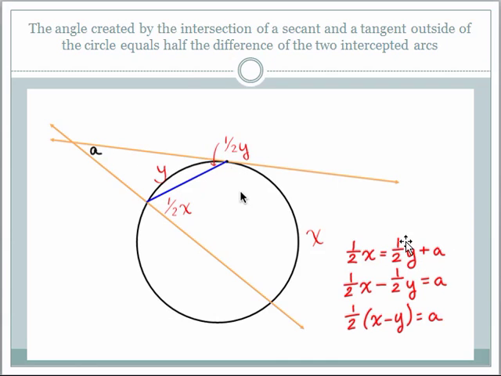If we move the y to the other side through subtraction, we have 1/2 x minus 1/2 y equals a. We can pull that 1/2 out. We have half times x minus y gives us a. So here, the angle created by the intersection of the secant and a tangent outside of the circle, so it's an exterior angle, is equal to half of the difference of the intercepted arcs.